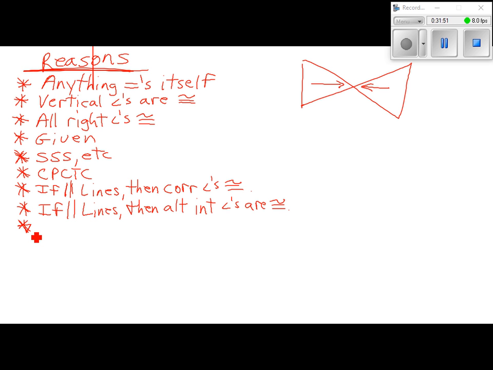What else? Midpoint does what? Splits a segment into two congruent segments. It could split an angle too, but that's talking about a bisector. A midpoint splits a segment into what? Two congruent segments.